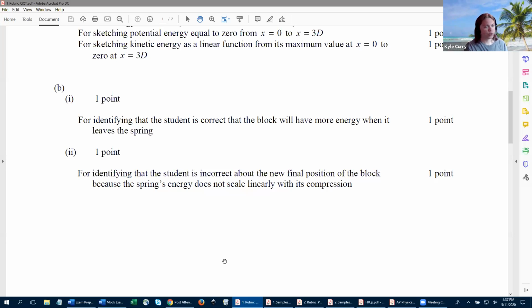So if you want to take another screenshot of this part of the rubric, I know it's a little easier to get through compared to the 4 points in part A, but if you want to take a screenshot real quick, that's Alt and print screen, place that into some type of program, and we'll take a look at a couple of student responses.